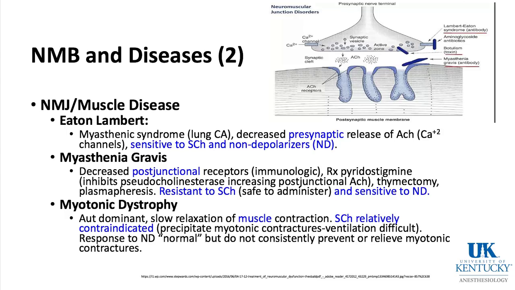So think Eaton-Lambert, presynaptic; myasthenia gravis, post-junctional receptor problem, not enough of them, antibodies destroying them; and myotonic dystrophy being a genetic disease where the muscles don't relax and the disease is in the muscles themselves.